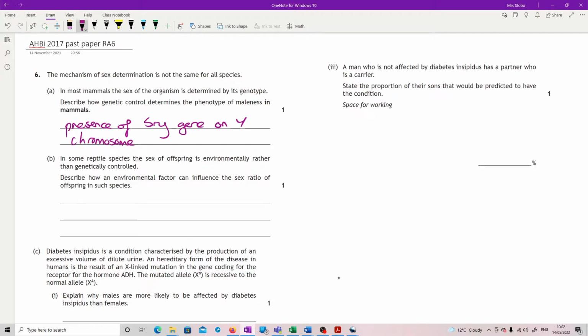I was kind of surprised. I went and looked at the mark scheme on this one, and they actually just required the presence of a gene on the Y chromosome. They don't actually require you to know it was SRY.